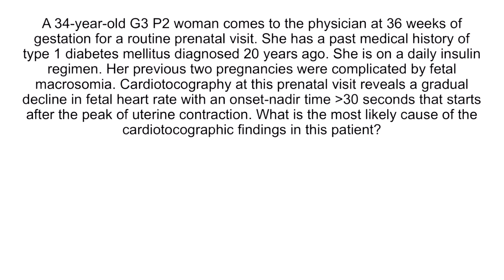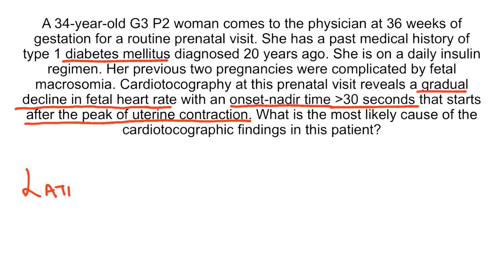All right, this pregnant patient with a 20-year history of type 1 diabetes mellitus has CTG findings classic for late decelerations. Specifically, there is a gradual decline in fetal heart rate with an onset to nadir time of greater than 30 seconds that starts after the peak of uterine contraction. As I discussed on a previous slide, late decelerations are due to uteroplacental insufficiency or inadequate placental blood flow.